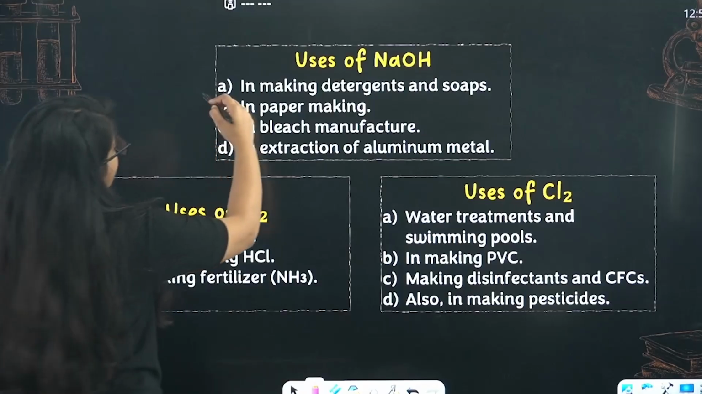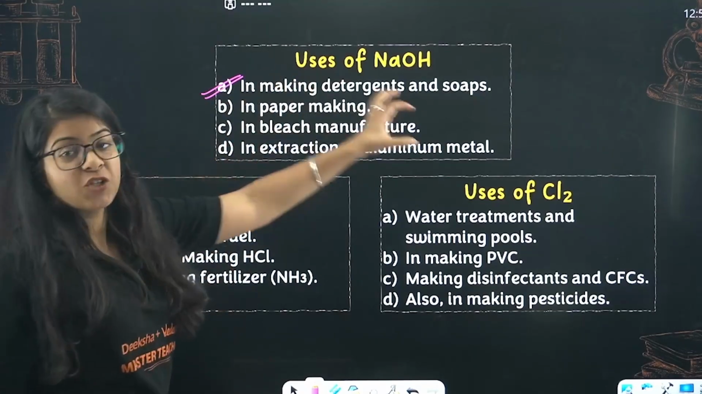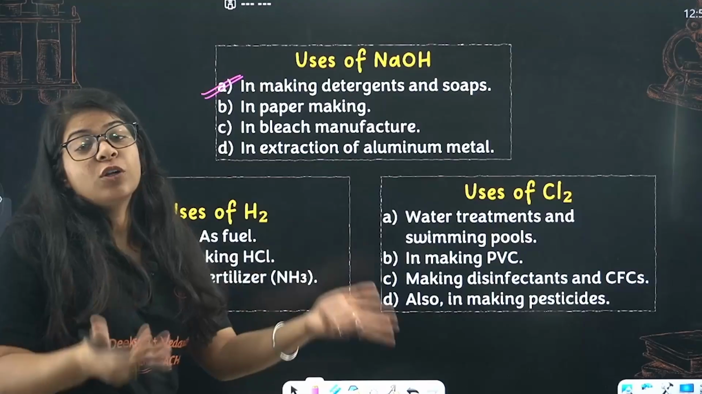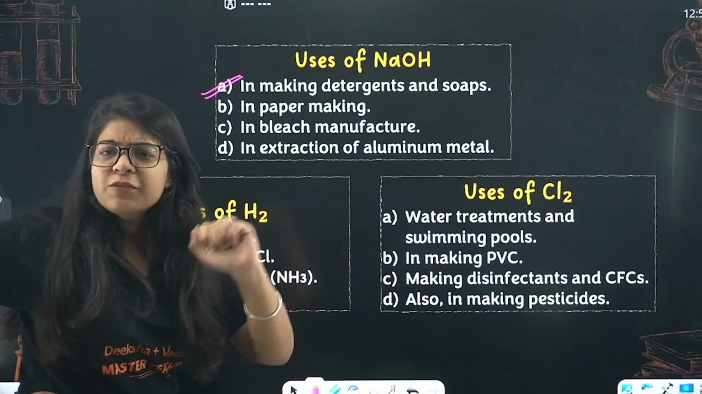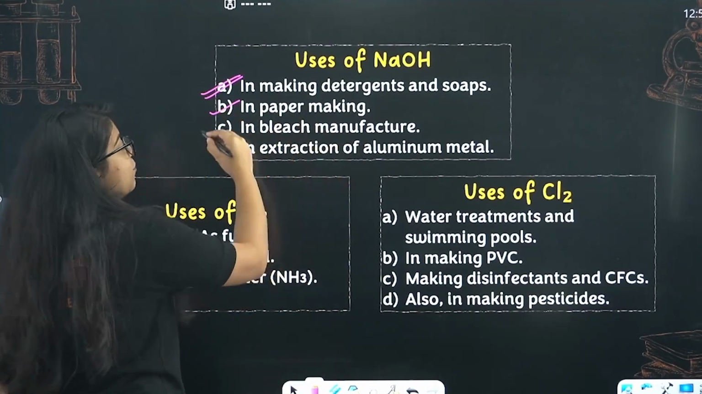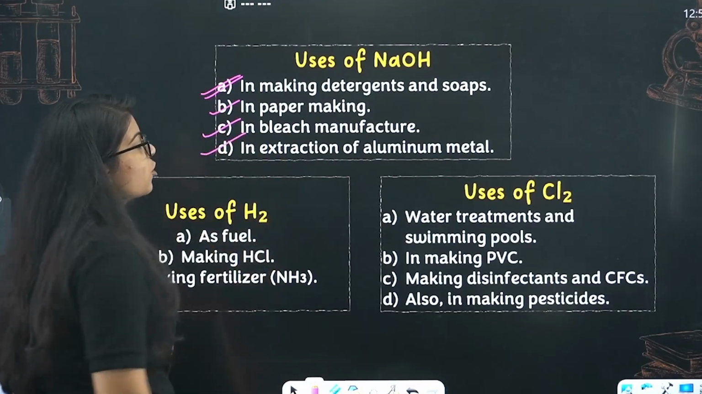NaOH, caustic soda, is used in making detergents and soaps. It's an alkali, it's a base, and it is soluble in water. So can we use it for detergents and soaps? Obviously. Then in paper making, in bleach manufacturing, and in extraction of aluminium.